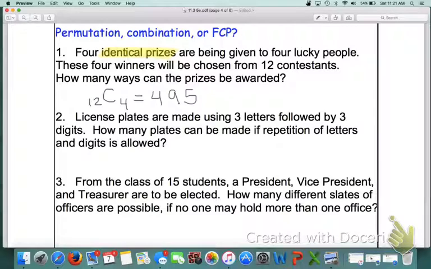The second example says license plates are made using 3 letters followed by 3 digits. How many plates can be made if repetition of letters and digits is allowed? So, because repetition is allowed here, we're going to make sure that we use the fundamental counting principle.